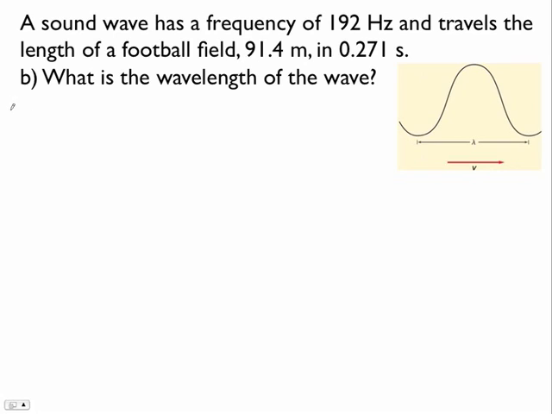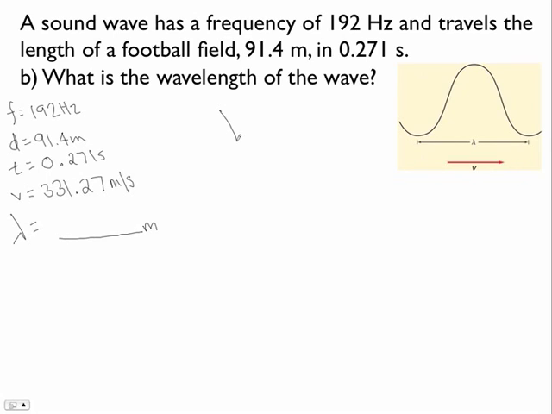Now part B says, what is the wavelength? So again, we've got this frequency of 192. We have a distance of 91.4 meters, and these are all the numbers from before. And now we have this extra number that we got in part A. So I'm going to go ahead and write that because you can never have too many numbers. And then we want to know the wavelength, and our wavelength is lambda, and it is in meters. Our wavelength formula is v over f. So we're going to use this frequency, and we're going to use the velocity we got from part A.